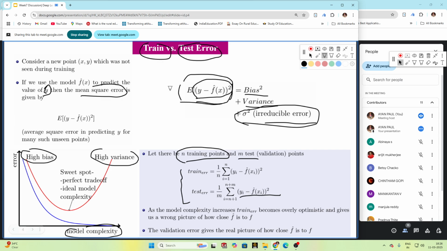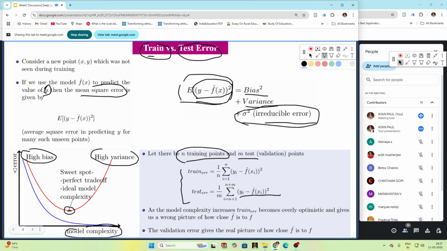Now we have two things: one is the train error and one is the test error. This is the train error and this is the test error. When we plot it, what we will see is the train error will always decrease as we increase the model complexity, and ideally it will tend towards 0. But it is not the case with the test error. The test error initially decreases, then it reaches a point at which the test error will be minimum, and then the test error will again increase. So this is the difference between the train error and test error.